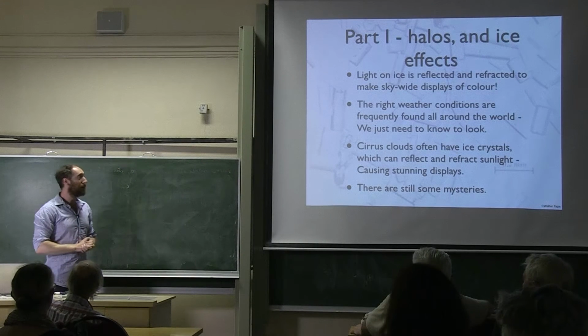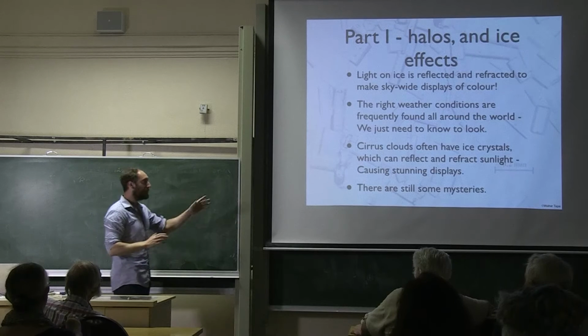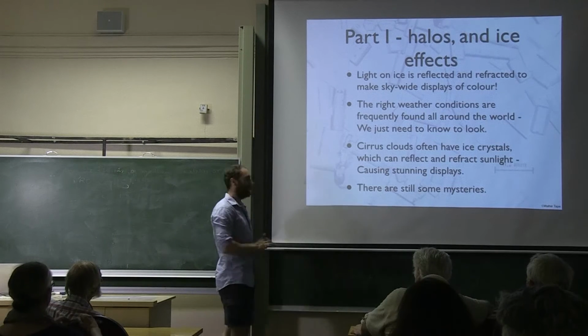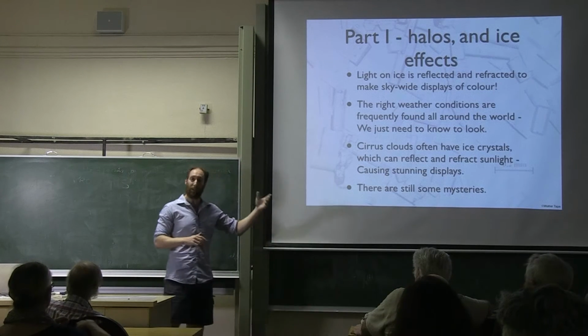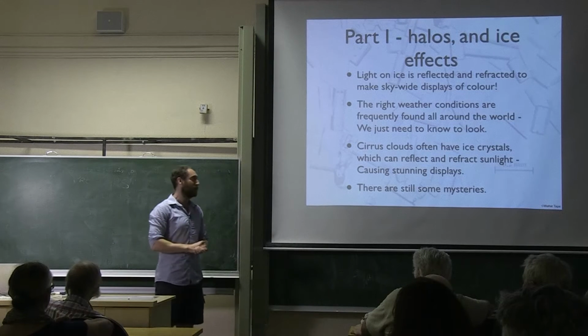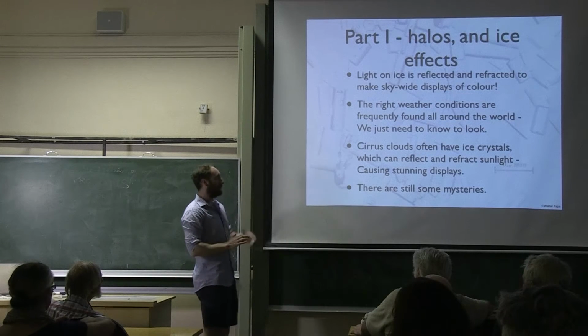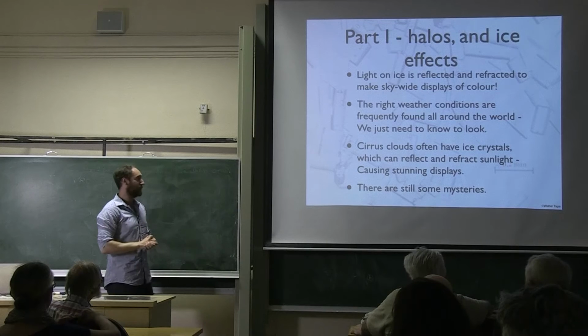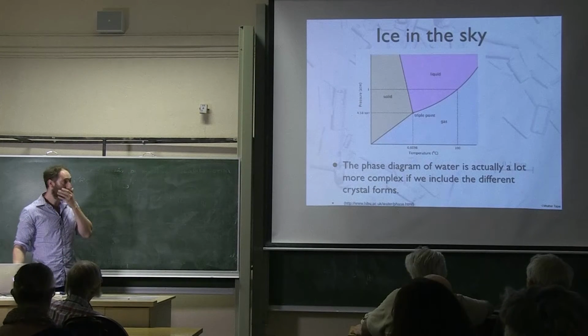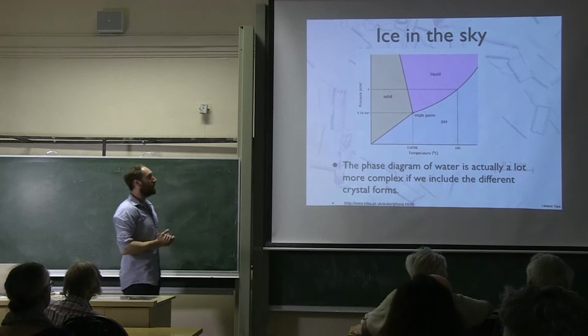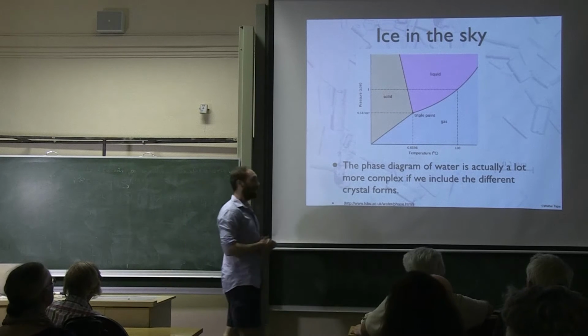I've seen them a few times around Musenberg. In particular, look out for cirrus clouds. I'll show you a picture of these in a moment. So cirrus clouds are clouds with a high density of ice crystals, and it's these particular ice crystals which cause these wonderful displays. So you might imagine that the phase diagram of water is relatively simple.